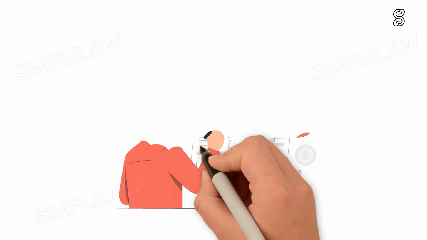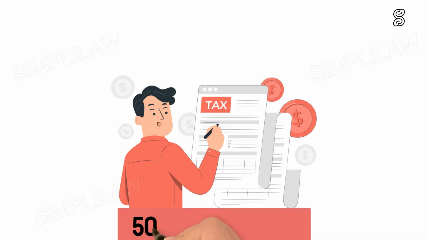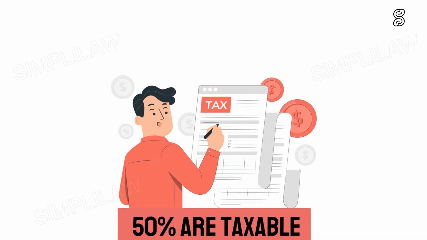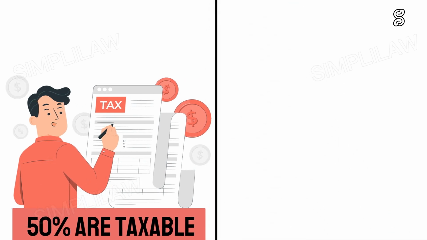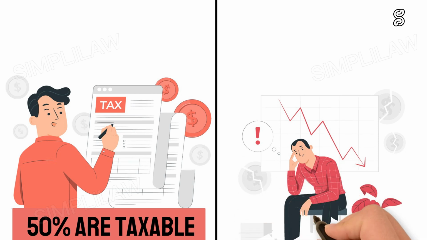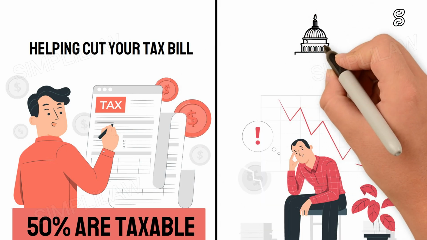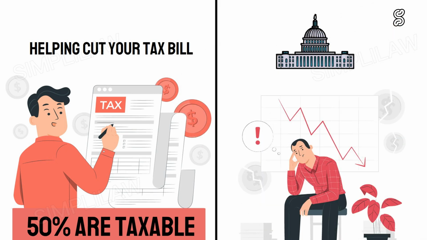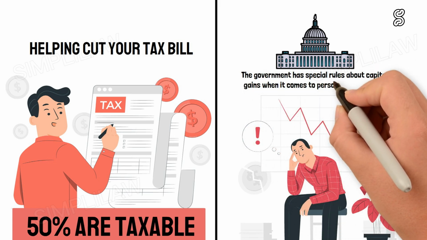Now, let's chat about how taxes work with these gains and losses. For capital gains, only 50% are taxable. Phew! If you end up in the red with a capital loss, it's not all doom and gloom. You can actually use it to offset any capital gains you've made, helping cut your tax bill. Oh, and just a heads up that we thought you should know, the government has special rules about capital gains when it comes to personal use property.